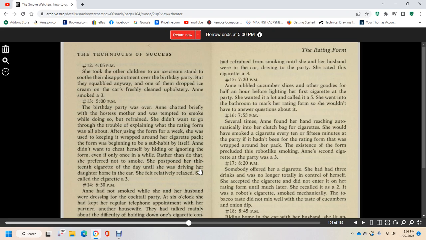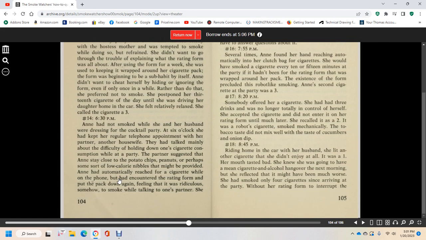After using the form for a week, she was used to keeping it wrapped around the cigarette pack. A subhabit itself, Anne didn't want to cheat herself by hiding it and ignoring the form, even once in a while. Rather than do that, she preferred not to smoke, postponed her 13th cigarette of the day until she was driving her daughter home in the car, relatively relaxed, and she called it a cigarette 3.